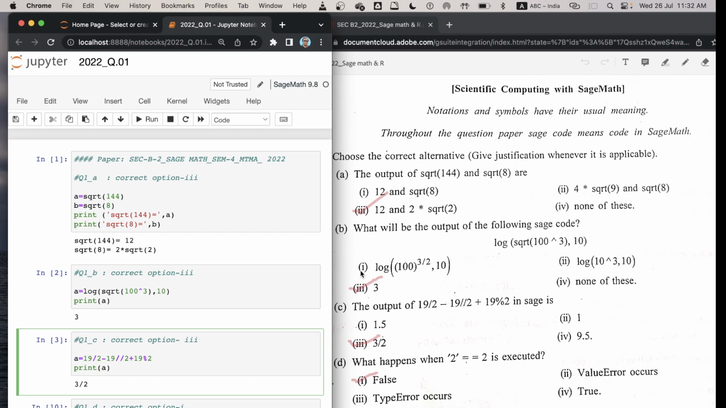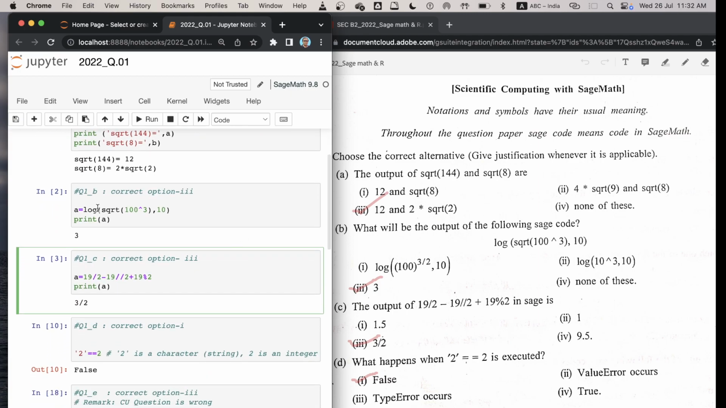Next question 1B. What will be the output of the following Sage code? Log square root 100 to the power 3, 10. Correct option is 3. Here A equals log square root 100 to the power 3, 10, and print A, output is 3.